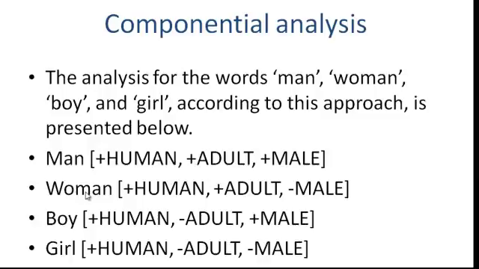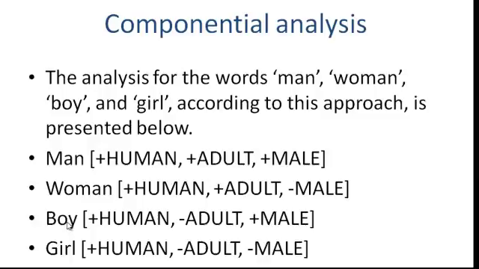Moving on to the second word, woman. We know that a woman is also a human. We know that a woman is also an adult. We also know that a woman is a female. So when we have components like human, adult, and male, because we've said that a woman is a female, then a woman cannot be male, so it is minus male. But we know a woman is a human, and a woman is also an adult, so hence plus human and also plus adult.